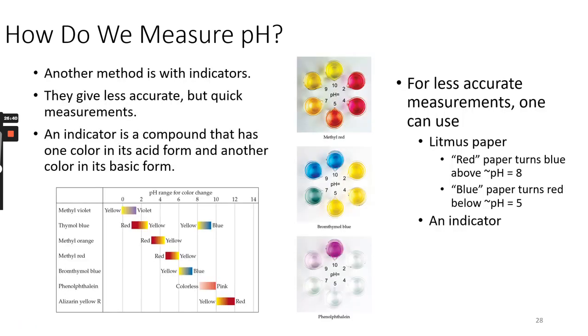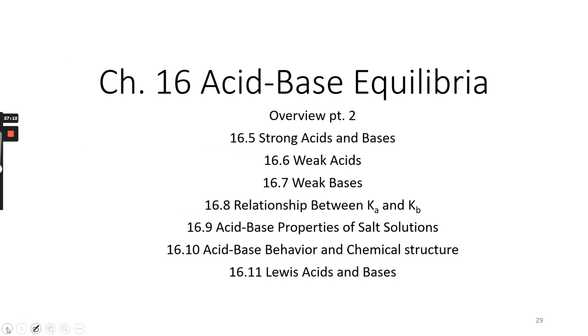But you could also use indicators. Here's a bunch of different indicators and the pH range that they work at. Then there's something called a universal indicator. What they do is mix these indicators together so you can get the full range, and that's what your pH paper is. It's all of them mixed together. And that is the end of part 1.